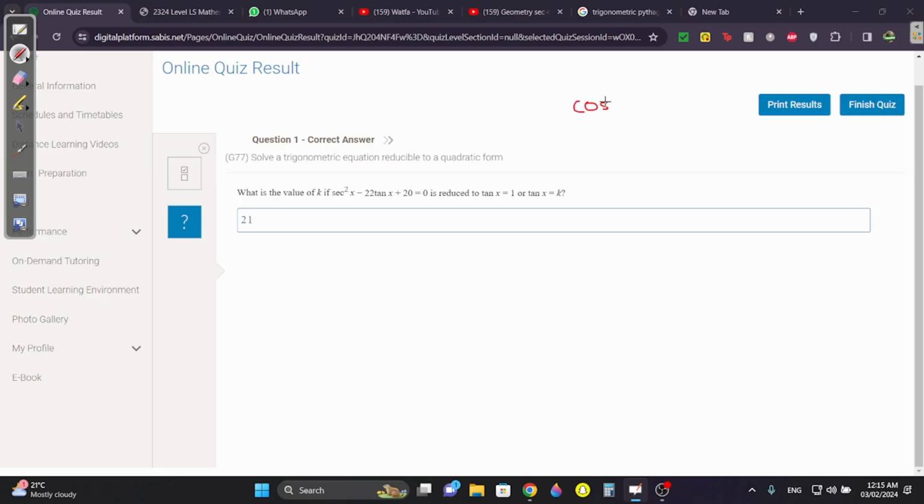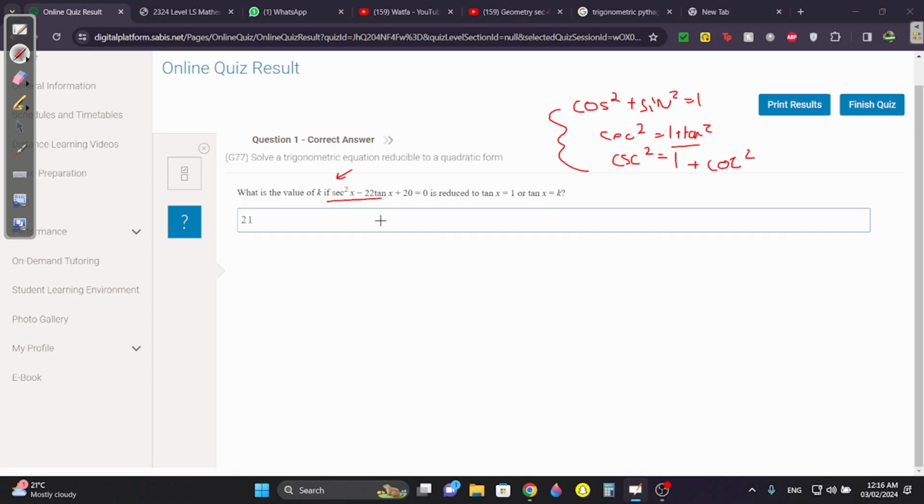The identities are cosine squared plus sine squared equals 1, secant squared equals 1 plus tan squared, and cosecant squared equals 1 plus cotangent squared. Okay, these are the three identities, if you want to know them. In this case, we're going to use secant squared equals 1 plus tan squared.